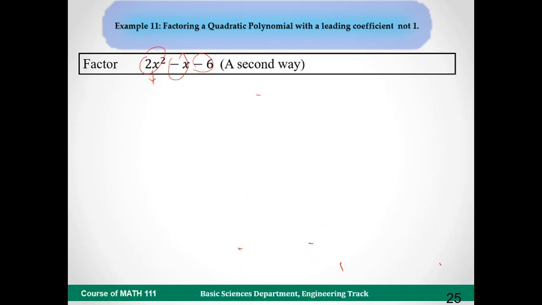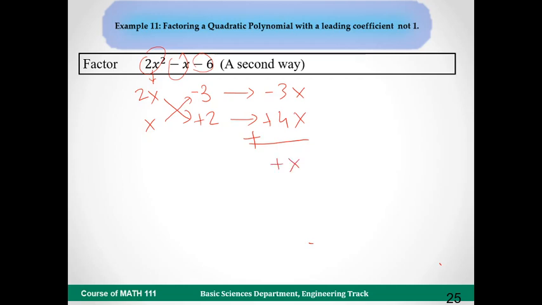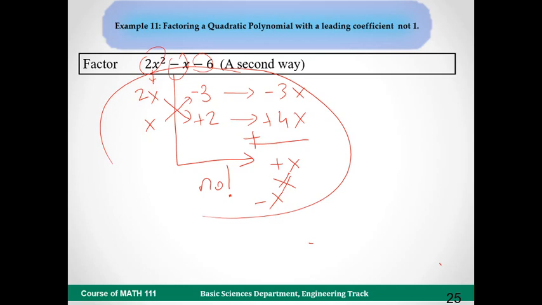We try other factors, other possibilities. Again, 2x and x, these are the best for this, and negative 6. How about making this one negative 3 and plus 2? We do this, we get plus 4x and negative 3x. You add them, you get plus x. Is this equal to this one? No, not the same. So this selection is wrong.